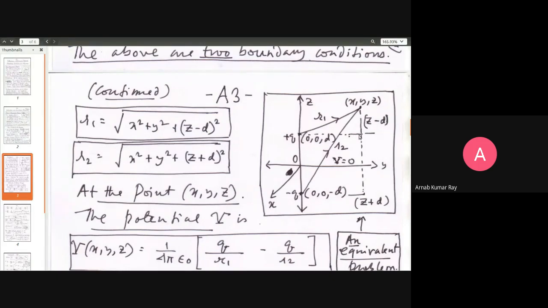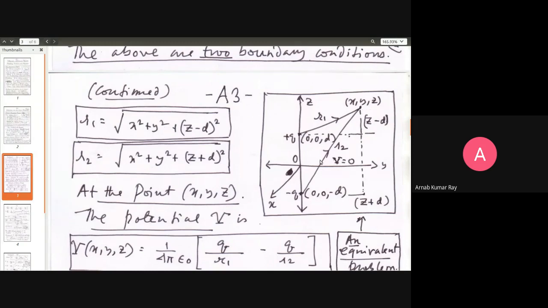I hope you are following the simple geometry. With respect to the origin, this height is z. This height is z with respect to the xy plane, where z is equal to 0. But with respect to the position where the plus charge q is kept, the z coordinate height is z minus d. So this radial vector will have the scalar length r1 equal to the square root of x squared plus y squared plus z minus d squared.